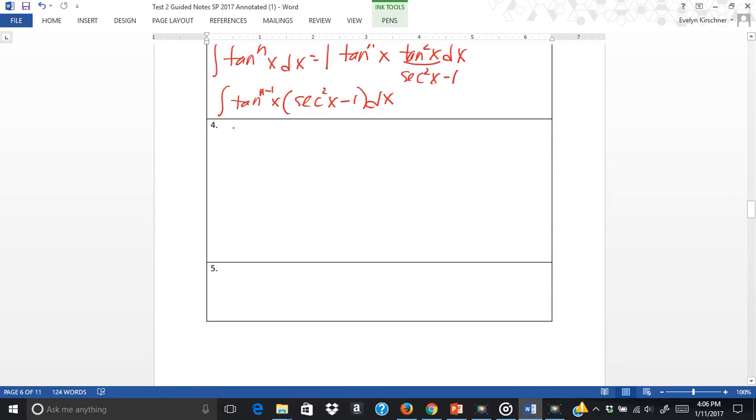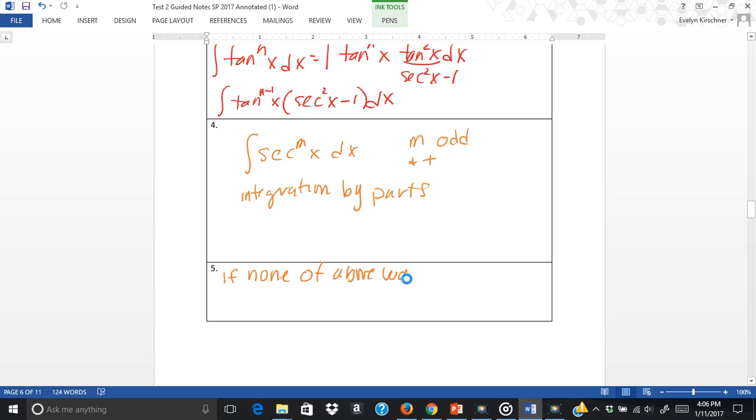If I have an integral that looks like this, secant to the mth power of x dx, if m is odd and positive, then I'm just going to use integration by parts. And finally, if none of above works, try converting to sine and cosine.